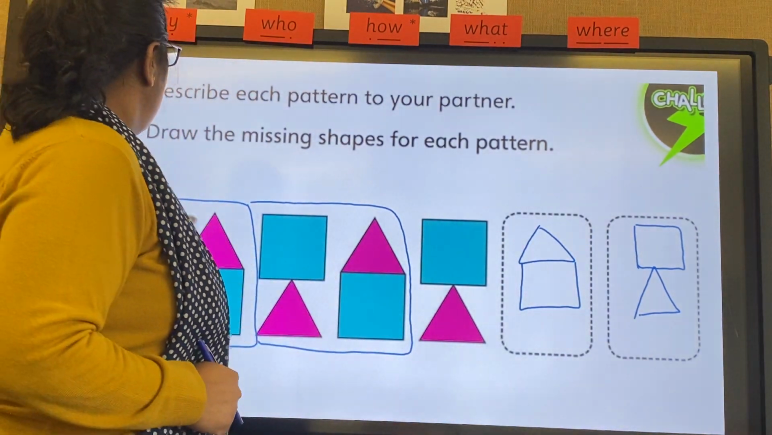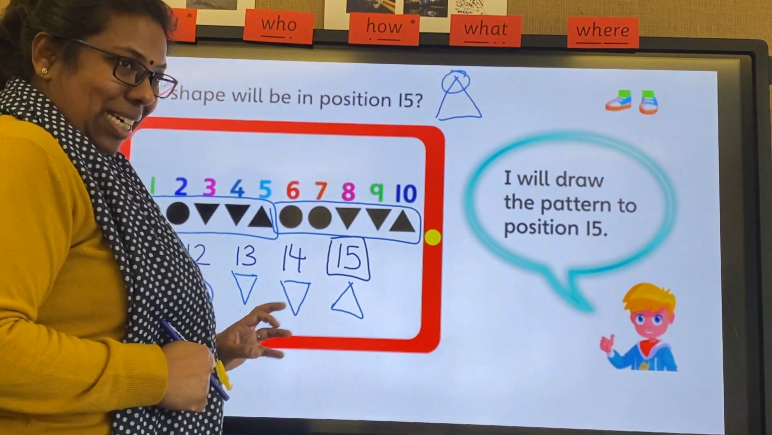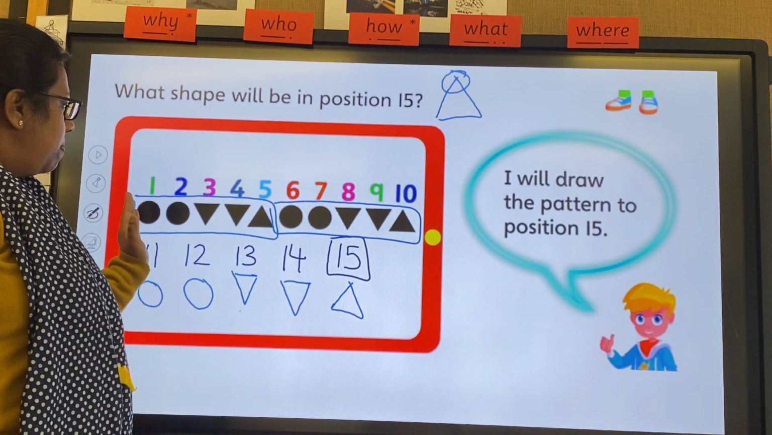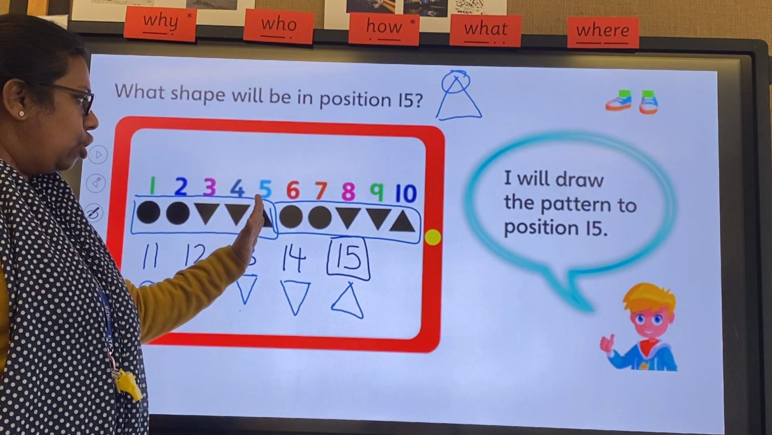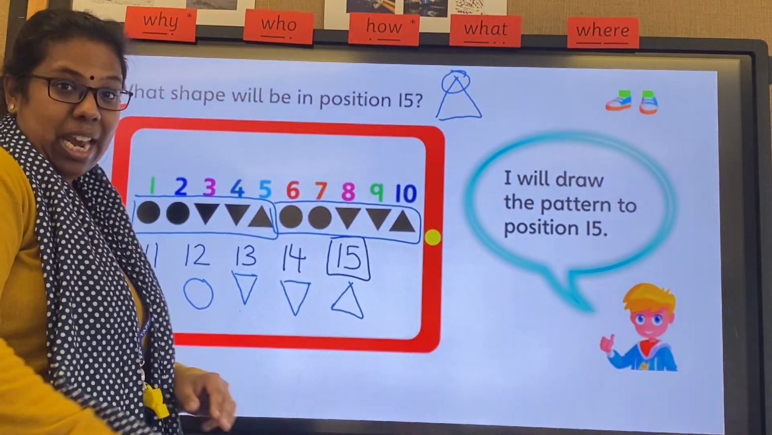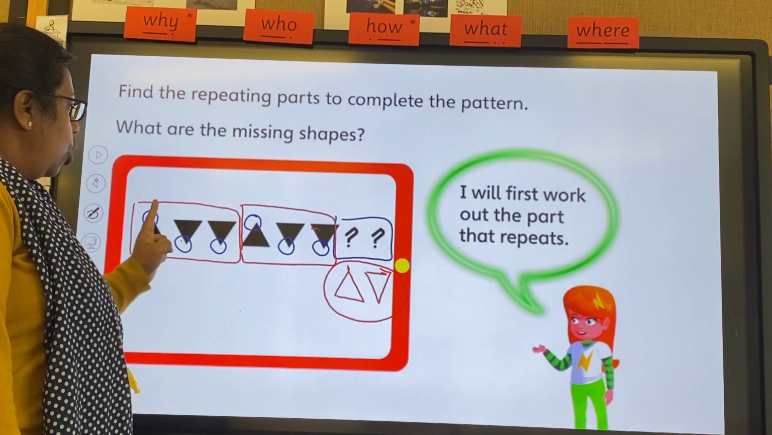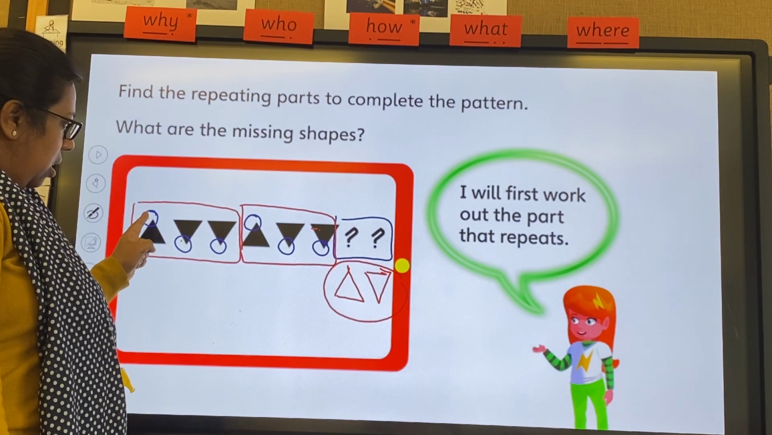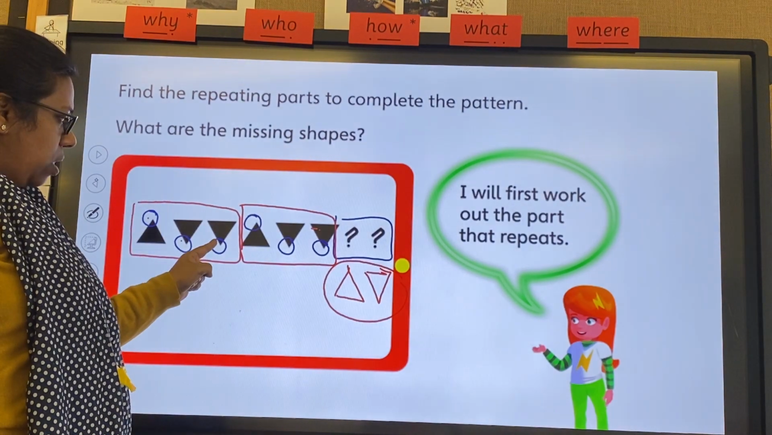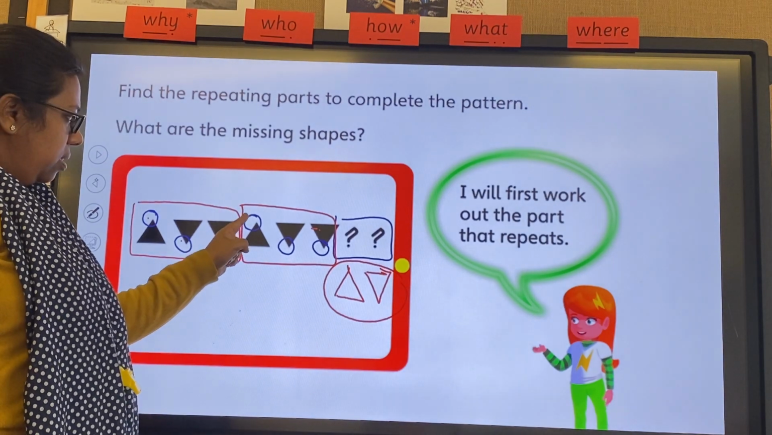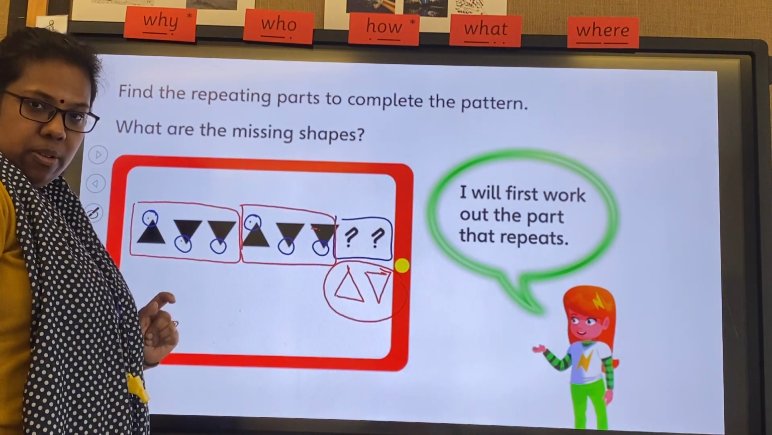Please remember, when you're trying to work out a pattern, check where does the pattern start and where does it stop and how does it repeat again. That always helps you. So even here, when we're trying to work out, we said, okay, it starts with a pointy triangle at the top and ends with a pointy at the bottom. Starts at the top, ends at the bottom.